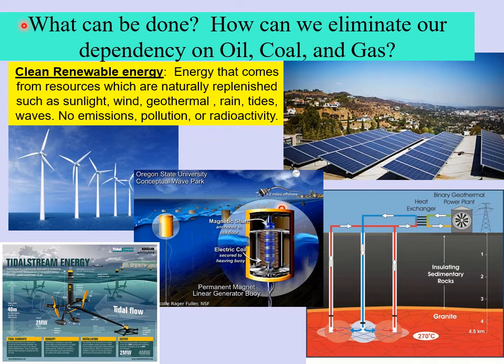So what can be done about global warming? How can we eliminate our dependency on oil, coal, and gas? Well, the answer is almost certainly to use clean, renewable energy. This is energy that comes from resources which are naturally replenished, such as sunlight, wind, geothermal, rain, tides, and waves. Clean renewable energy has no emissions, meaning no carbon dioxide given off, no pollution as a byproduct, and no radioactivity.